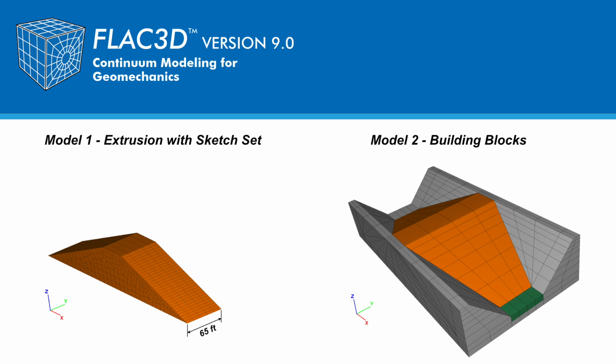In the first of these 3 tutorial videos, the command script in FLAC2D was modified for FLAC3D, and a numerical mesh that includes a 65-foot width of embankment was used. The numerical mesh of this model, Model 1, was developed with extrusion with sketch set. In the second video of the 3, the steps to develop the numerical mesh of the more complex geometry to the right using building blocks were presented. The numerical mesh of this model, Model 2, includes the embankment with the rock abutments.